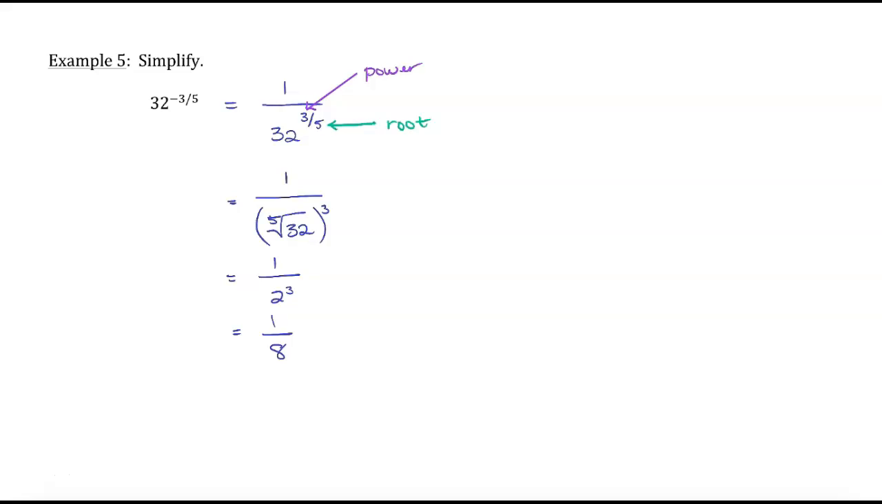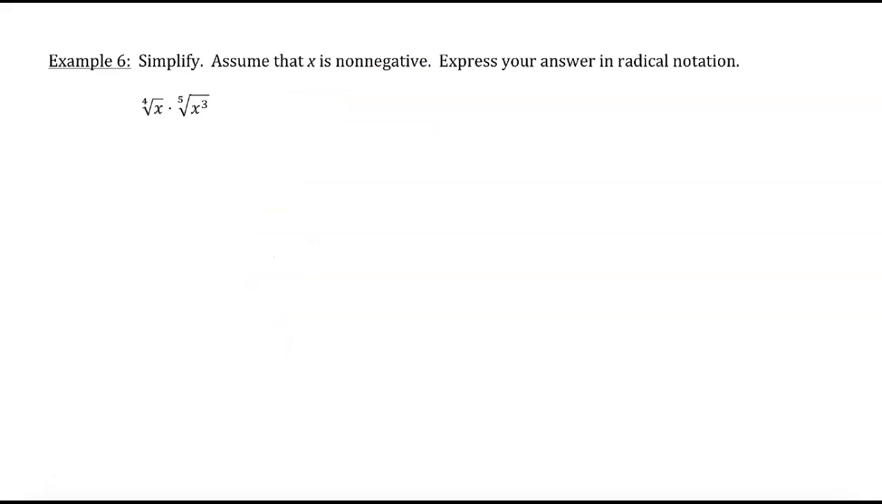Let's head over to our last example. In example 6, we are multiplying two radical expressions together, except they do not have matching roots. And since they do not match, we cannot simply combine them by multiplying the insides together like we can when they do match. Let's see how rational exponents can help us simplify this expression.